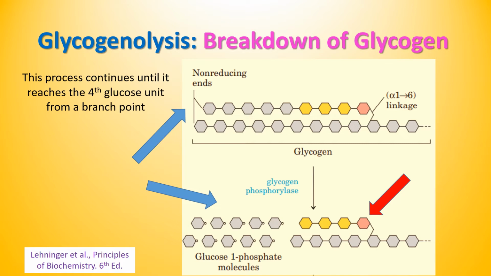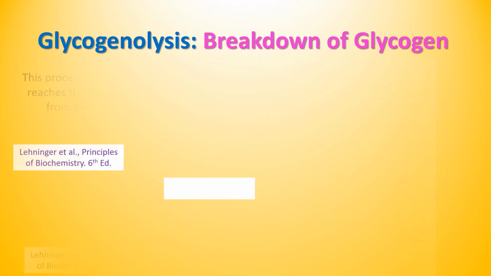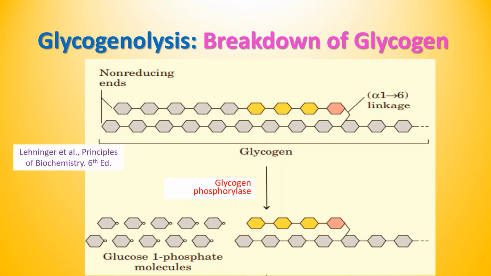So it means the rest of the glucose molecules repeatedly get separated by glycogen phosphorylase, and there is a production of glucose 1-phosphate molecules. Now look at this picture. The upper portion of the picture shows the complete glycogen structure, and due to the activity of glycogen phosphorylase, there is a production of glucose 1-phosphate molecules.